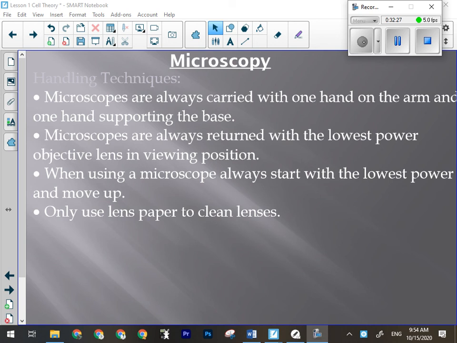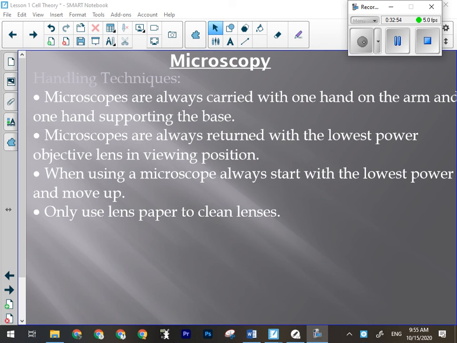Once you get to the high power lens, that's the big, long, fat blue one, you don't want to use the coarse focus knob anymore because you can actually drive the slide through the lens. See how the lens is now down below the level of the stage clips? So you can actually break the slide and scratch the lens by using this on the high power lens. So you should only use the fine focus on the high power lens.